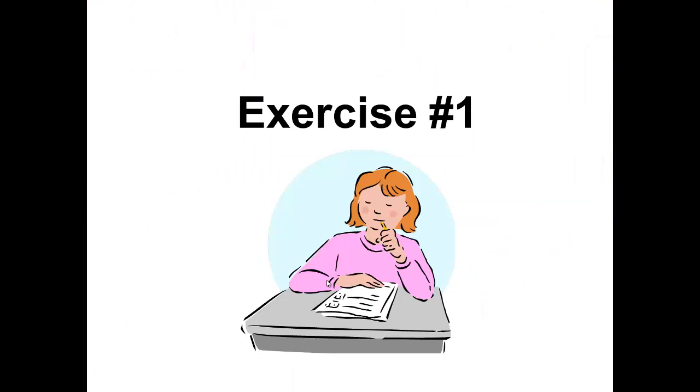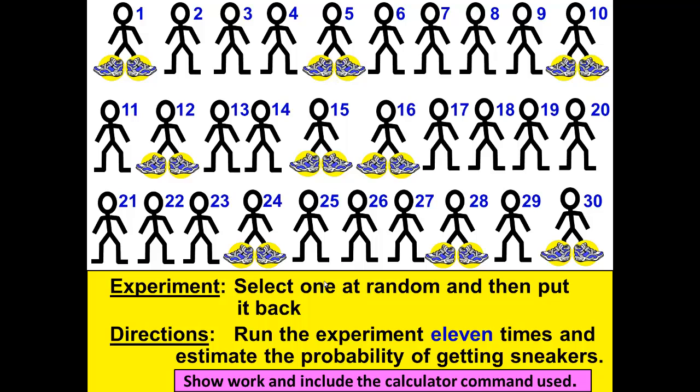Here is an exercise for you to try. Select one at random and then put it back and run the experiment 11 times and estimate the probability of getting sneakers. Show the work and include the calculator command used. Pause and try that, and then think about these questions.